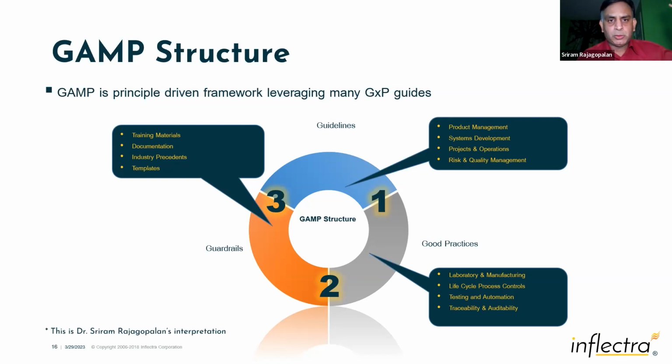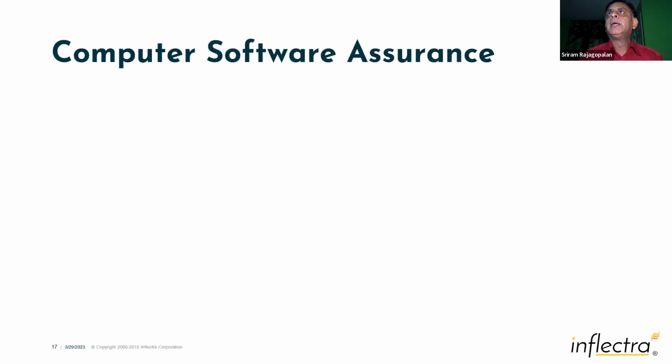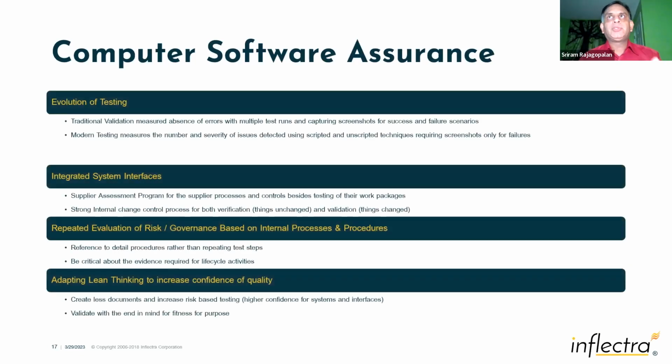You're applying ISO 31000 considerations, depending upon the industry. Similarly, good practices may include many things that I am mentioning over here: testing and automation, traceability and auditability, laboratory and manufacturing, and process controls across the entire life cycle of the artifacts that you are having. So computer software assurance is moving into the next stage, which is focusing on how do I test now?